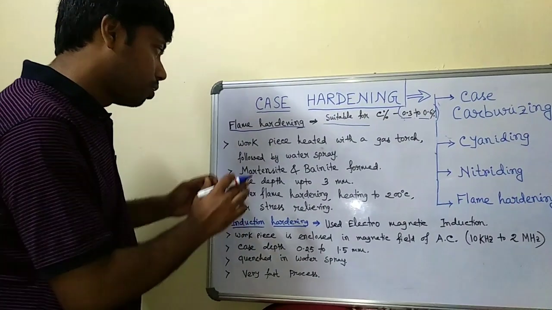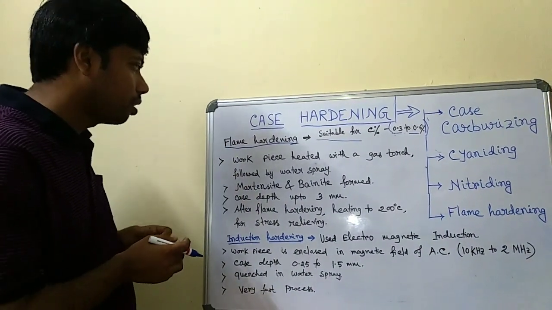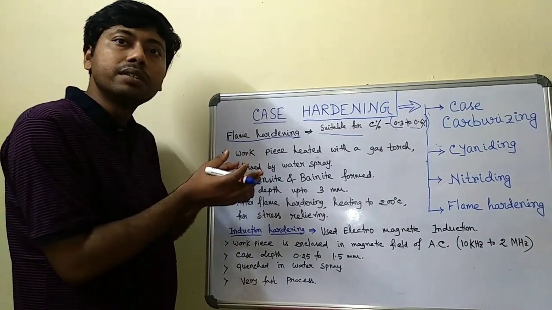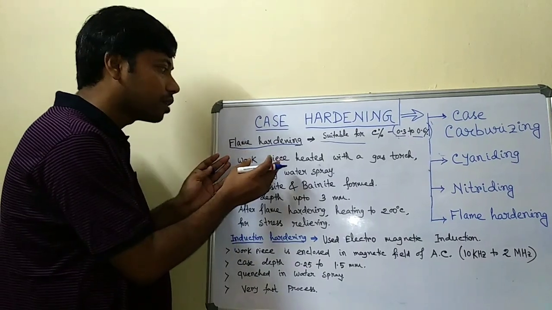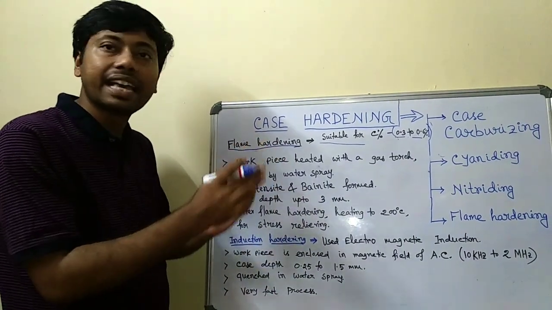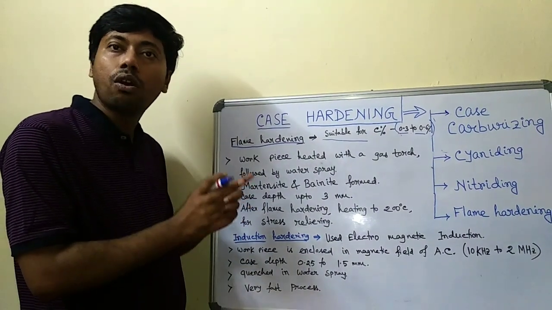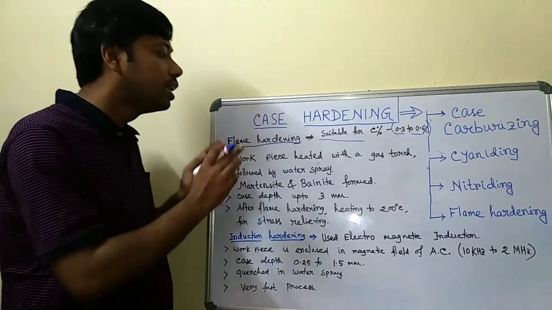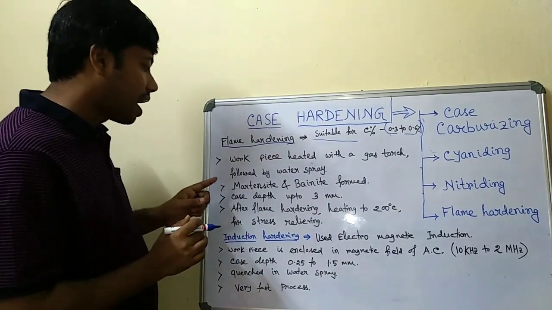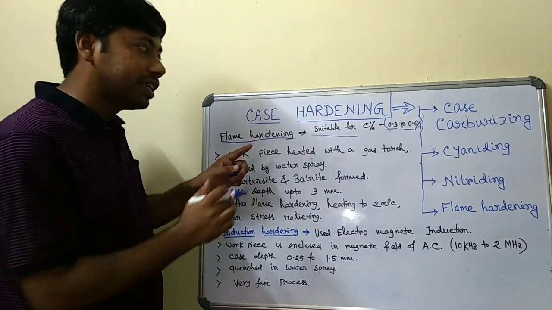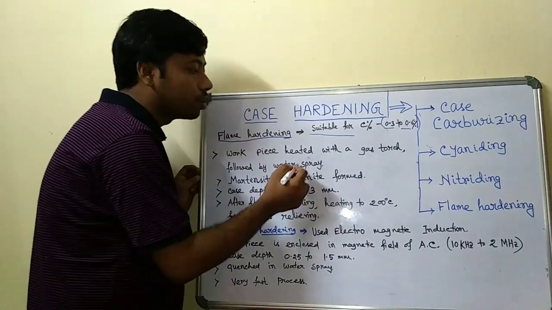Now, what is the process for flame hardening? First of all, the workpiece, which may be a crankshaft or any other type of workpiece, is heated with a gas torch. We already discussed that the gas torch used is an oxyacetylene gas torch. The workpiece is heated with the oxyacetylene gas flame, and this is followed by a water spray.